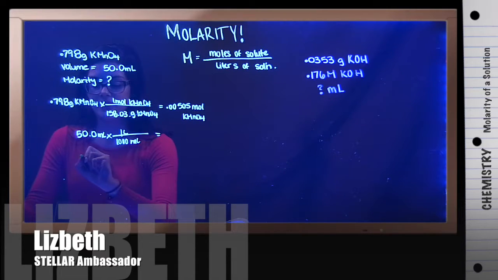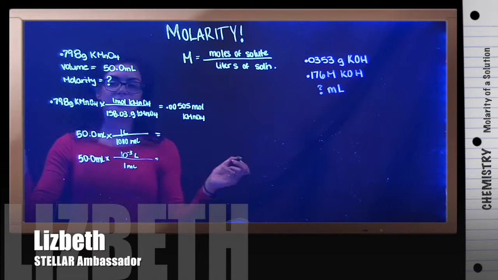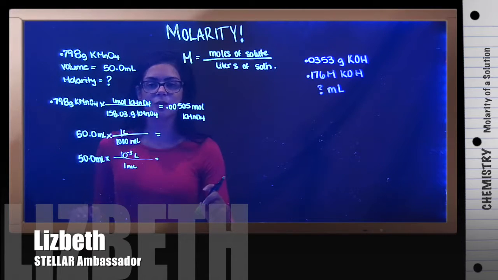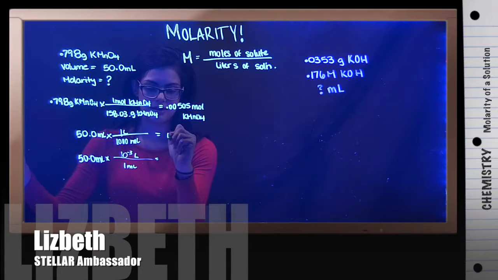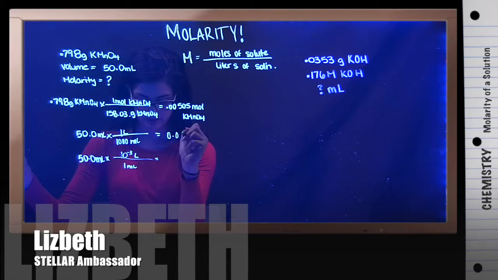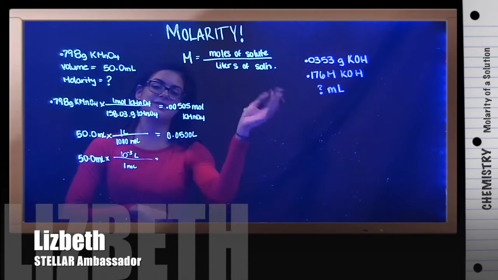Or you can write it in another way if you feel more comfortable, which is to put the exponent with the base. So it would be 10 to the negative 3 liters and 1 milliliter. They're both going to give you the same exact answer, so just do whatever you feel comfortable with. So the answer I get for this is 0.0500 liters.